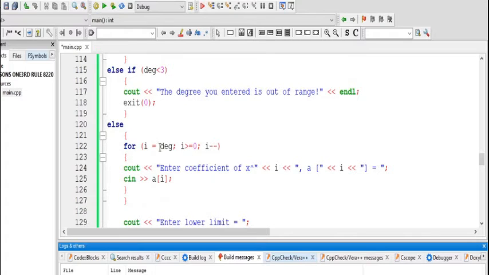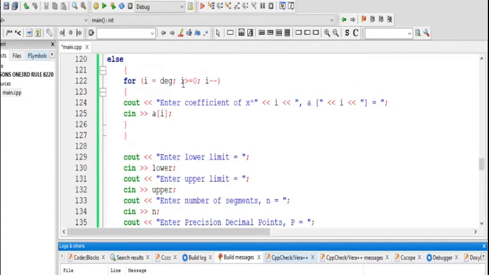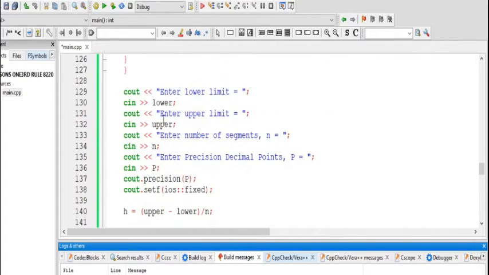Else, for i is equal to degree, and the degree is valid from 3 to 10, and i is greater or equal to 0, then i minus minus will decrease the value of the degree. Enter coefficient of x raised to the degree, and then a sub i, the degree also, i, and then it will be saved here. If you enter 5, then 5, 4, 3, 2, 1, 0.